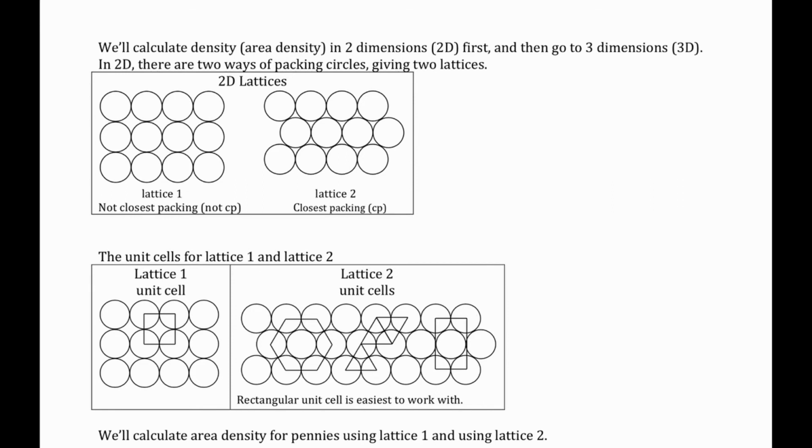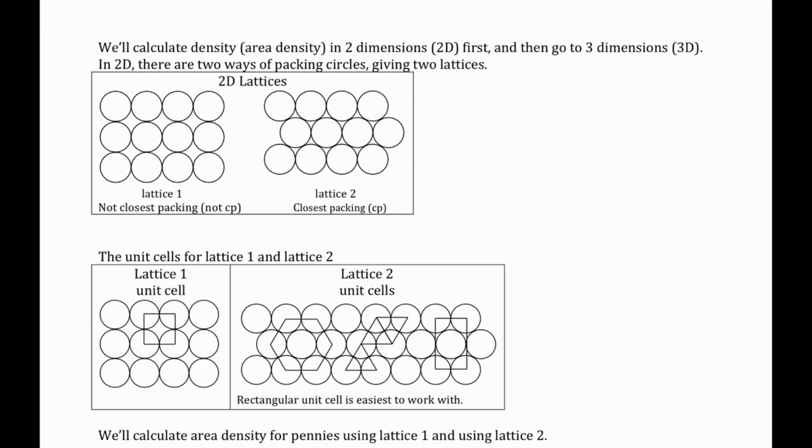Because we have a closest packing arrangement, a lattice, that's lattice 2, where we have that same first row of pennies, we take the second row of pennies and we position it over the first such that it falls into the dimples of the first. We do that also with the third layer, so we get more packing of the pennies. We're calling lattice 2 the closest packing one, lattice 1 not closest packing.